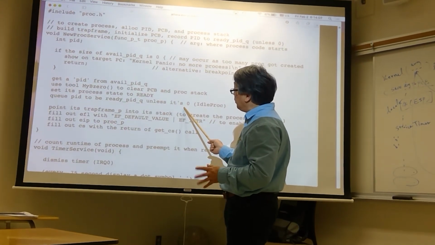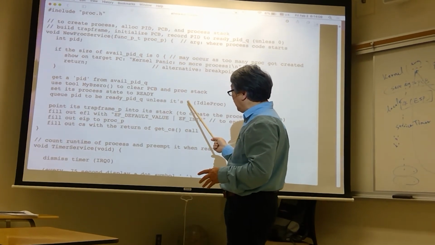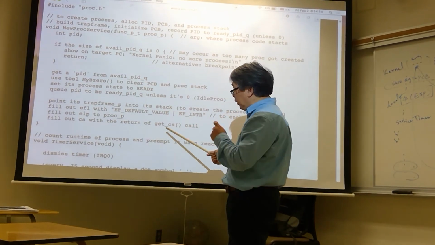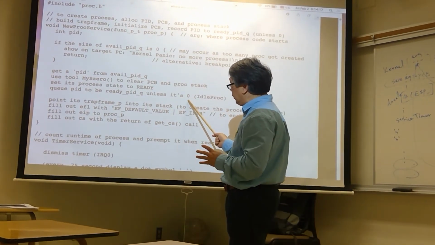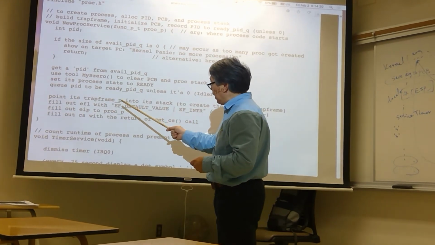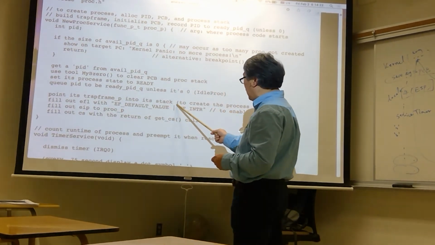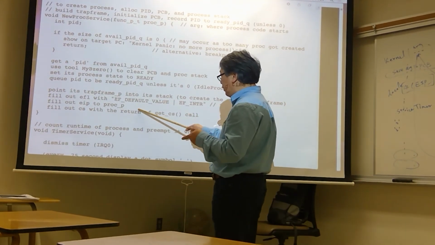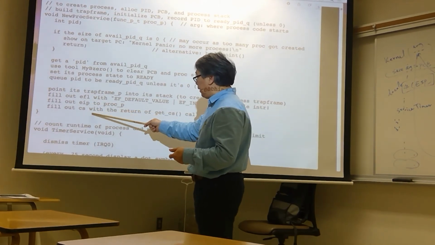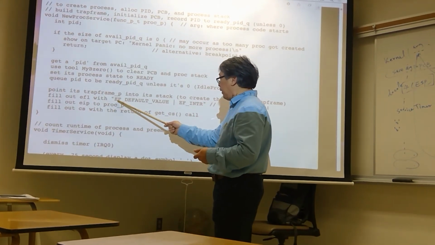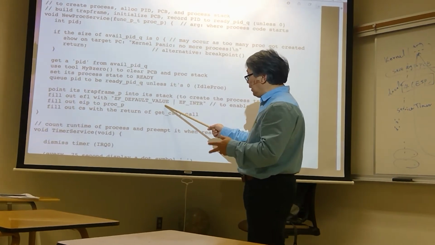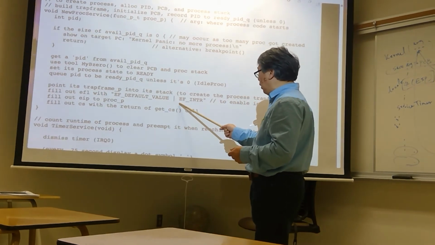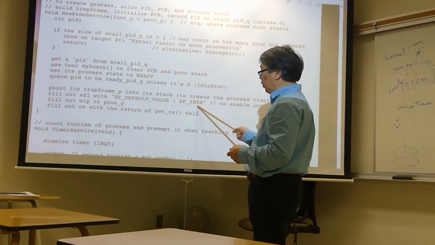So Bootstrap calls this with idle prop. Then the first available PID DQ'd from the available pick queue is going to be 0, so we're not going to queue it to the ready pick queue. And then the trap frame is going to point to its stack to create a process trap frame. The trap frame has 3 values we care about: EFL, EIP, and CS. The EFL is going to be filled in with constants. This is the default EFL default flash register value, or the interrupt enable.